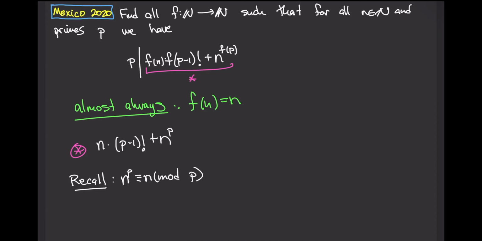And that's true for all n. And then p minus 1 factorial is always congruent to negative 1 mod p. That's Wilson's theorem.